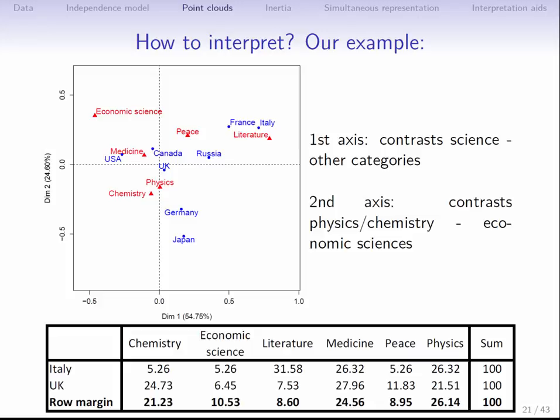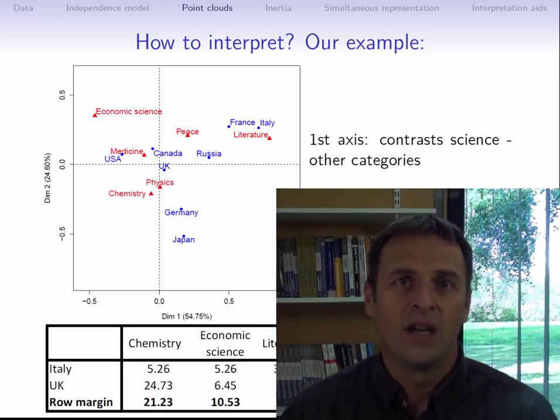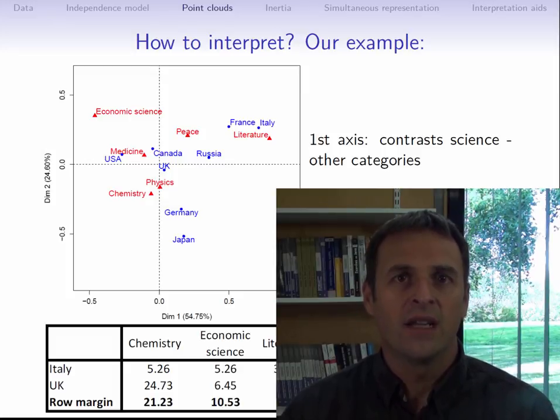In reality, we are studying the same table in terms of its rows or columns, but it's the same table, which we compare with the one we would have if there was independence. So, in summary, we have seen how to visualize the point cloud of the rows and the point cloud of the columns. In the next videos, we'll look more at two features of correspondence analysis: inertia and simultaneous representations.